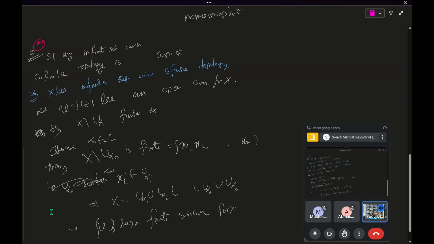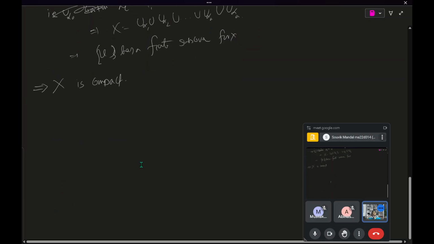So X minus U alpha is finite for all alpha. Now we can choose an alpha naught from the index set, so that X minus U alpha naught is finite. Let xi belong to U alpha i. This implies X equals U alpha 1 union ... union U alpha n. This implies U has a finite subcover for X. So this tells that X is compact. So this is how the argument follows.